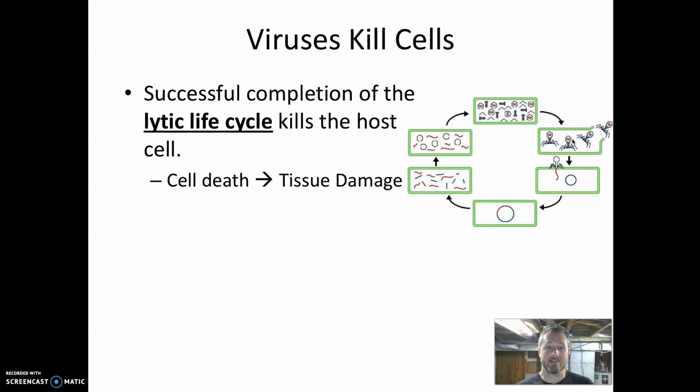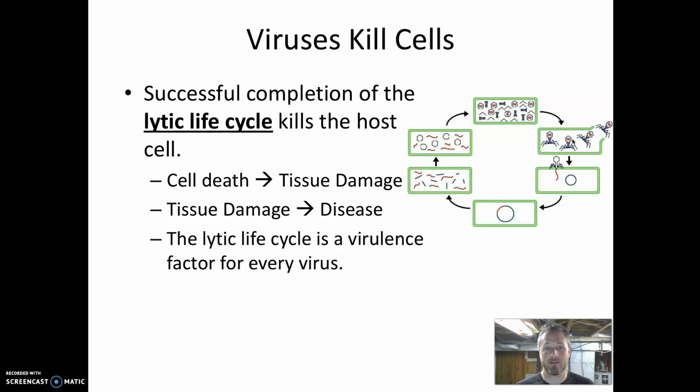We know that cell death, dead cells, are damaged cells. That damages the tissue these cells are part of. And we know that tissue damage is disease, right? That's a definition we learned during the semester. So we can say that every single virus, in part, causes disease because it kills the cells it reproduces in, and it damages that tissue. And then we get signs and symptoms depending on exactly what tissue was damaged. So the lytic life cycle is a virulence factor for every single virus, right?